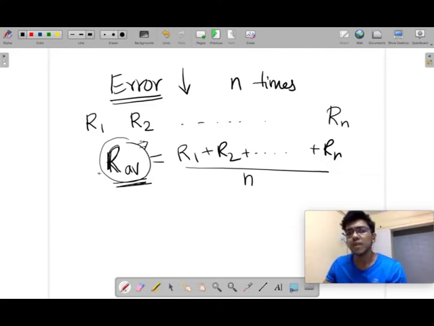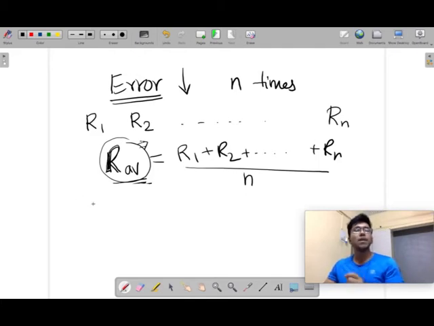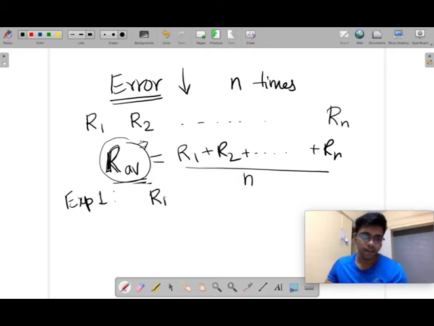Now, that's not actually the way you go about representing it. You should also always report it with an error. So what we do is we find the error in each experiment. Now that we know R average, we'll try to find the error in each experiment. For the first experiment which we did, I got a value of R1 as my reading. Now I will set R average to be my true value.